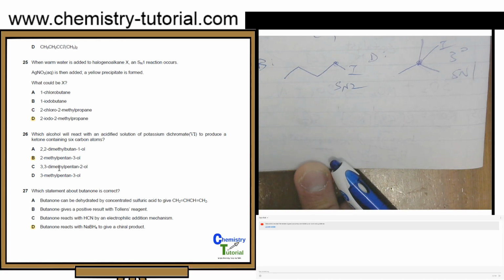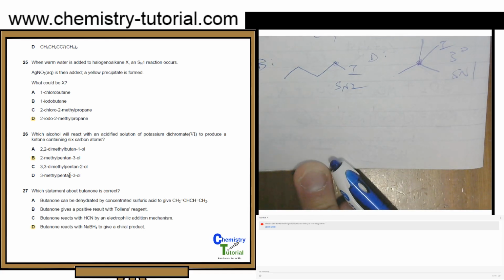But the thing is, we have dimethyl, that means 1 plus 1. So, 5 plus 1 is 7. But we want to have 6 carbon atoms. So, option C is out. Last one, pentyl plus methyl, 5 plus 1 is 6. So, we can keep A, B, and D. But we rule out option C because option C has 7 carbon atoms.